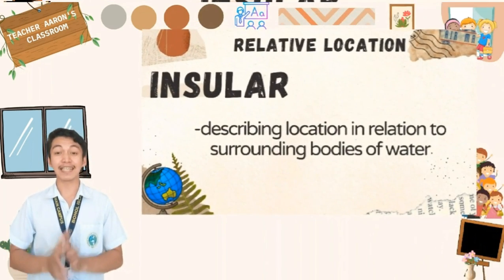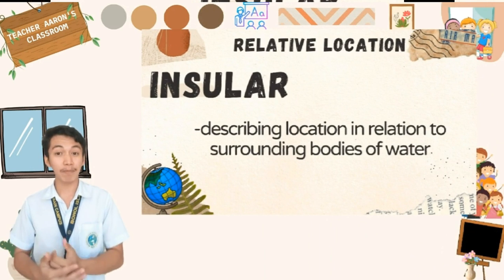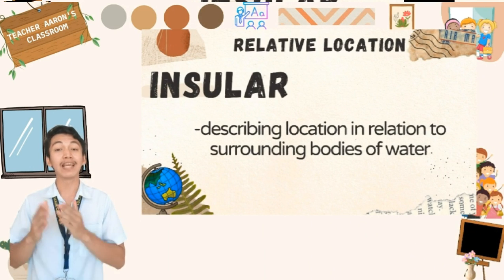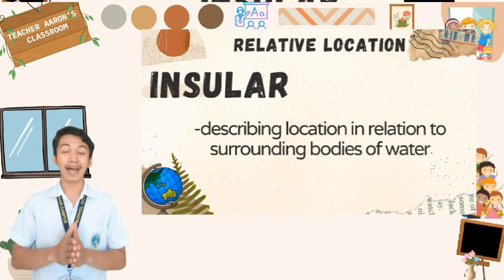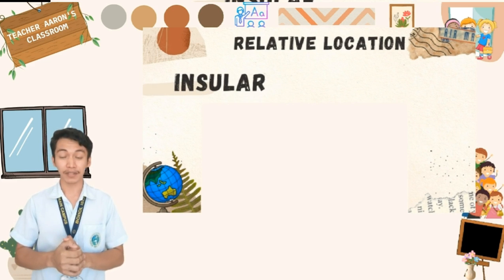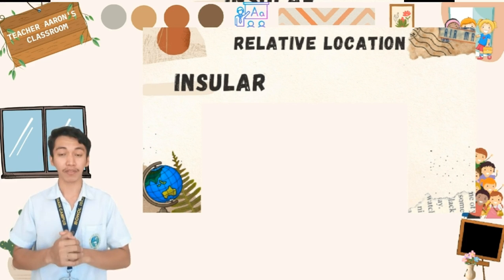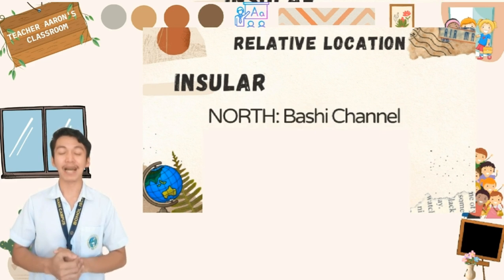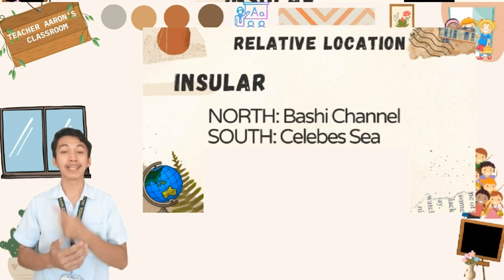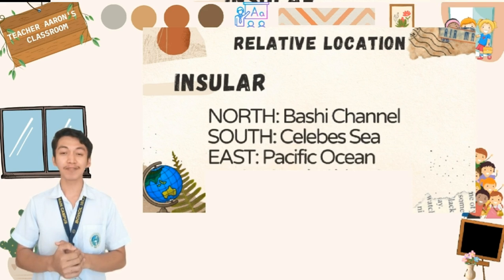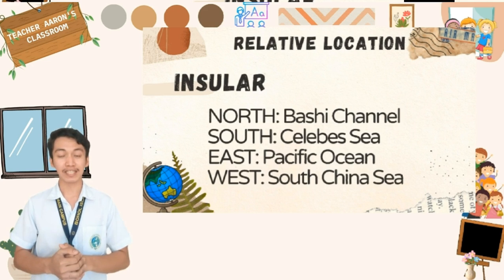So first is the insular location. It is describing a location in relation to the surrounding bodies of water. Now, what are the bodies of water that can be found around the Philippines? North, the Bashi Channel. South, the Celebes Sea. East, Pacific Ocean. And west is the South China Sea or the West Philippine Sea.